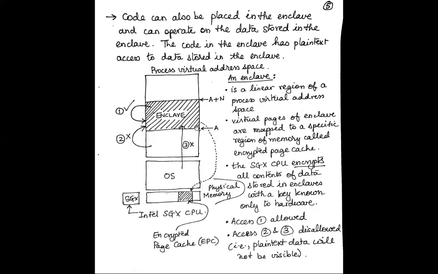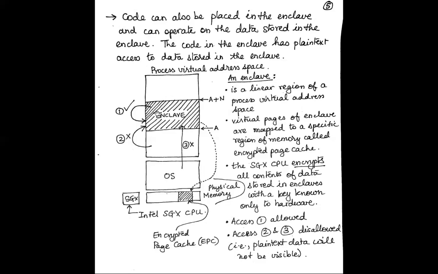Okay, so you can create an enclave as a linear region of the process virtual address space. Maybe you can tell the hardware, look, give me an enclave. The enclave is n bytes long. And you get back from the hardware saying, okay, the enclave has been allocated at address A. Therefore, from A to A plus n is your enclave. So it's a linear region of the process virtual address space.